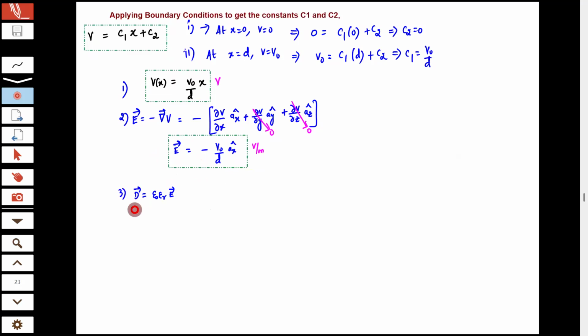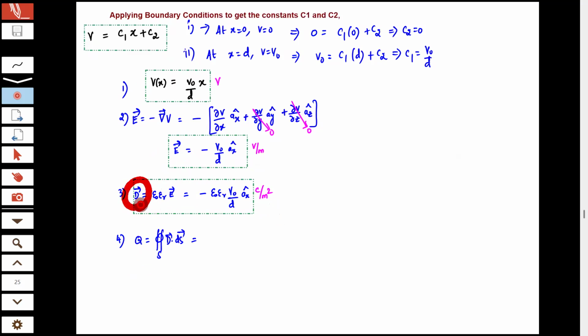Next, we should estimate what is the flux density. We know flux density is epsilon times E, where epsilon is epsilon naught multiplied with epsilon R. So taking this vector and multiplying with epsilon naught epsilon R will give the flux density, whose unit is coulomb per meter squared. Next, we have to find what is the charge enclosed from Gauss law.